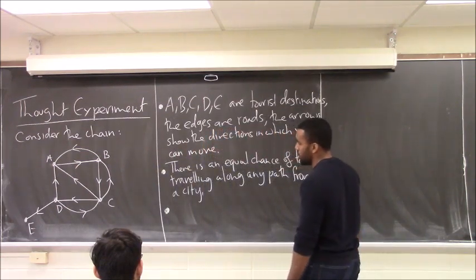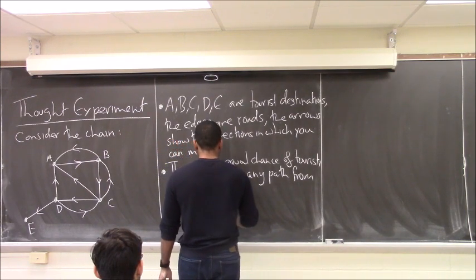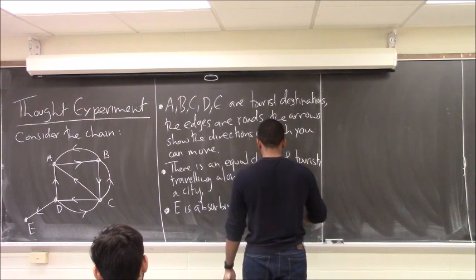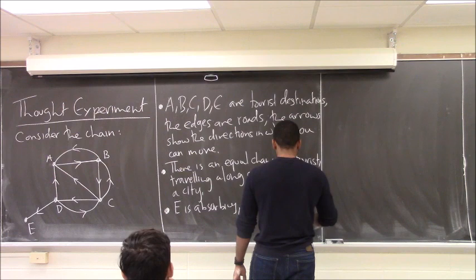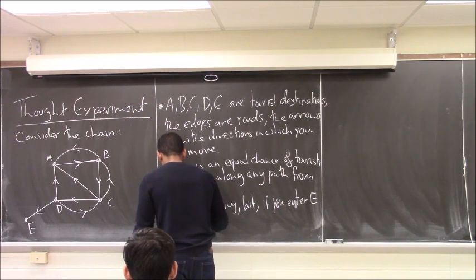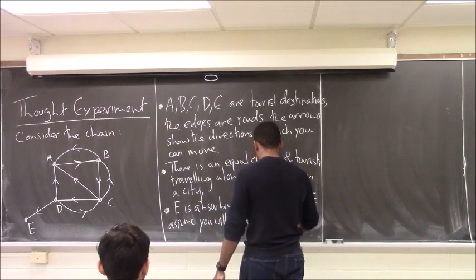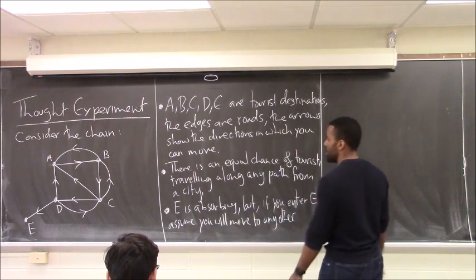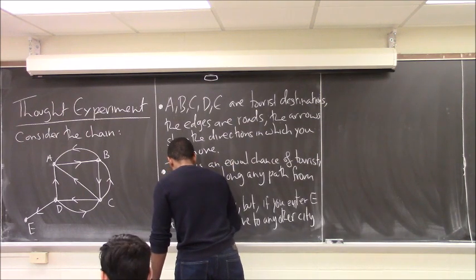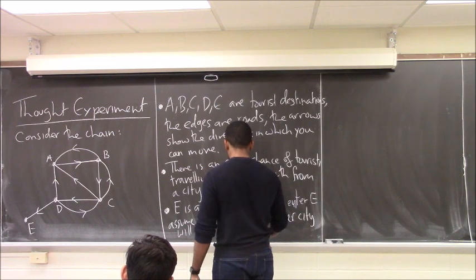One thing you'll notice here is that E looks like an absorbing state. But here's the assumption. If you enter E, it's not like you'll be stuck in that city forever. That doesn't really make any sense. We would assume you will move to any other city. So there's a way to get from E to any other city, maybe by foot or whatever, with equal probability, except E.